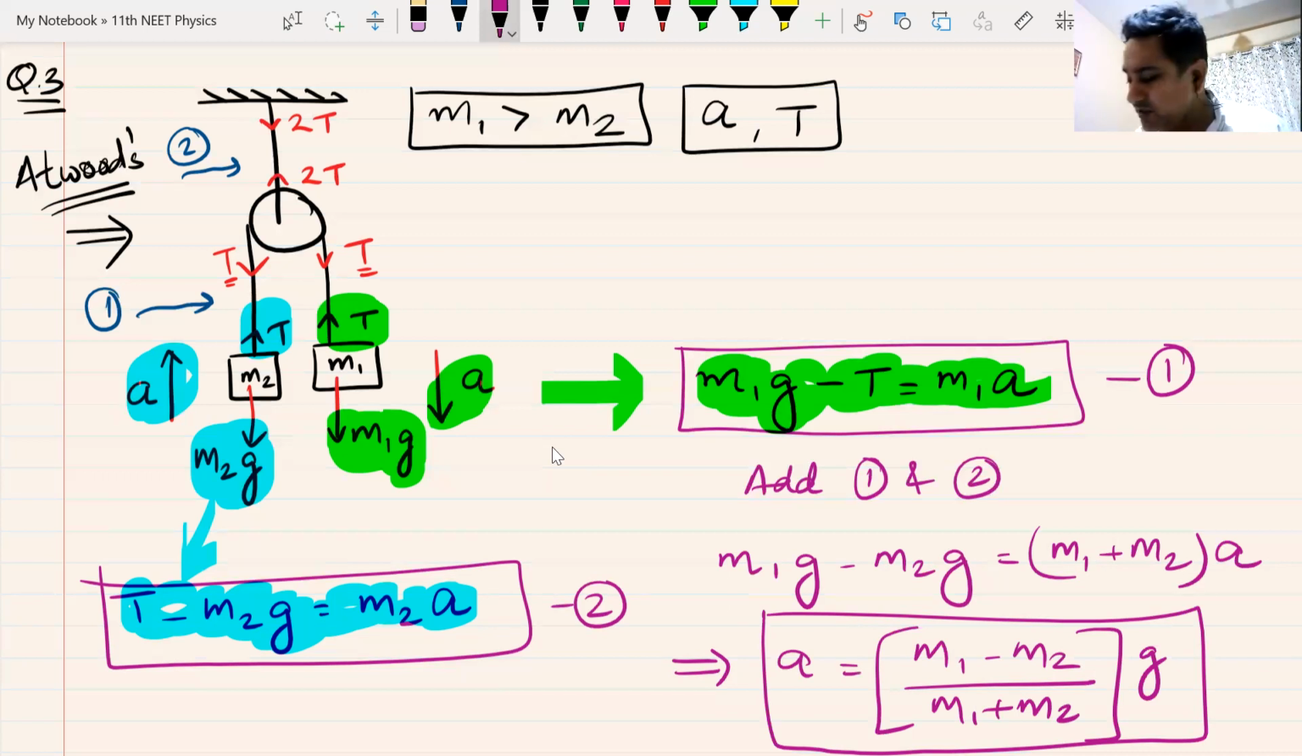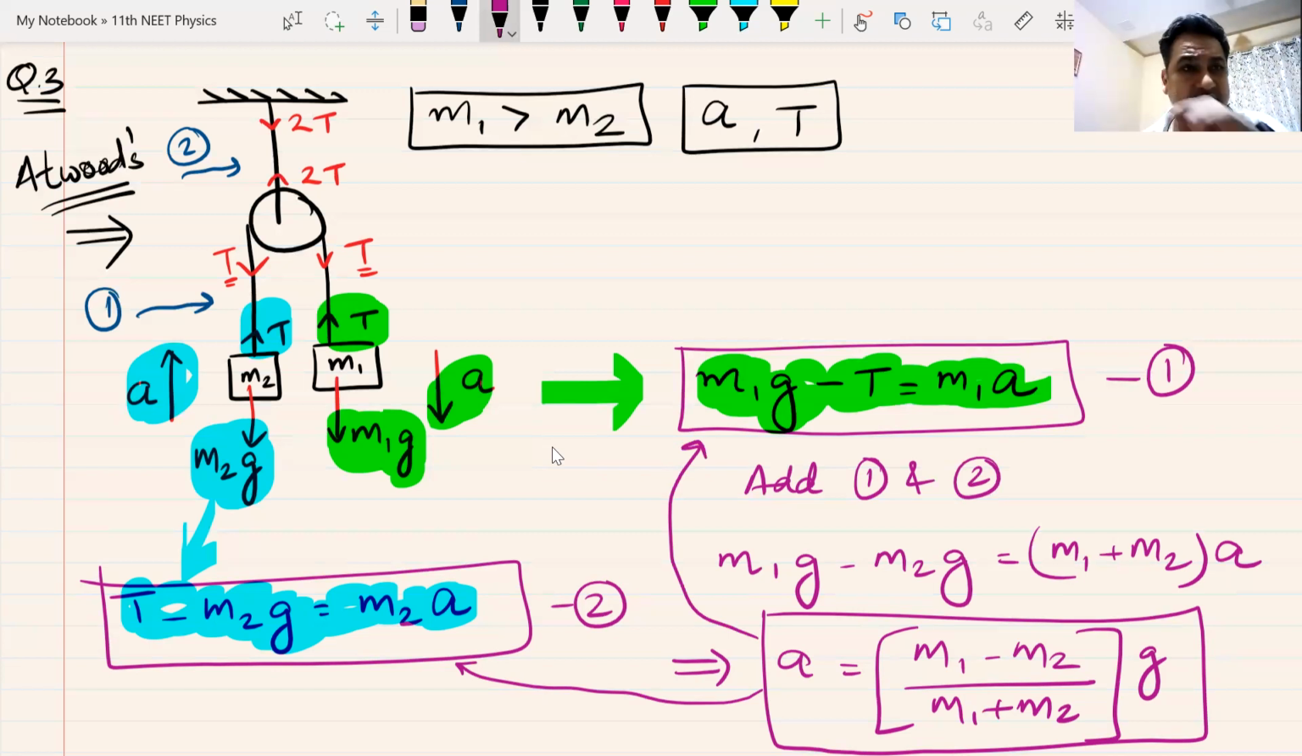Wait, you will say, sir, what about tension? Don't worry about the tension. As soon as you get the value of a, you can put the value of a in any of the equations, either in this equation or in this equation. You will get the value of T. I can assure you that. I don't want you to remember formulas, and that is why I'm not deriving the value of T and giving it to you, because you will not get the same question in the exam. You get different questions in the exam, and the formulas will not help you. Do you all understand this? Can I have a raised hand that you understood this?